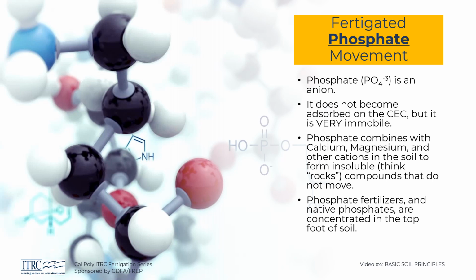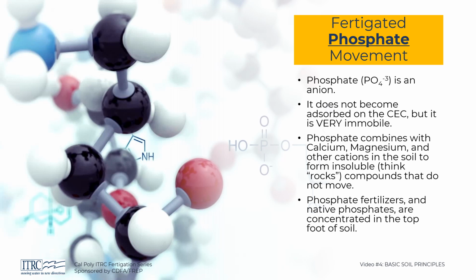Now, phosphate's kind of interesting. First of all, it's an anion, so you'd say, well, it must stay in the soil water, just like nitrate. Well, that's not right. Even though it's not adsorbed onto the cation exchange capacity, it's actually very immobile, especially in western soils where we have a lot of calcium and magnesium in the soil and in the water.